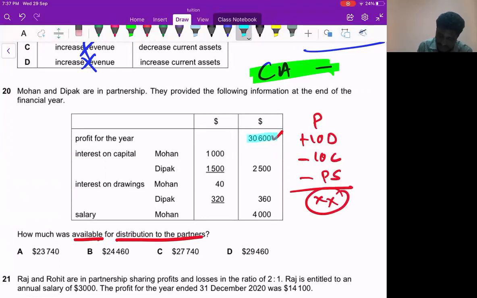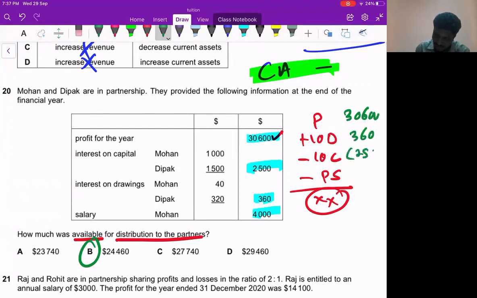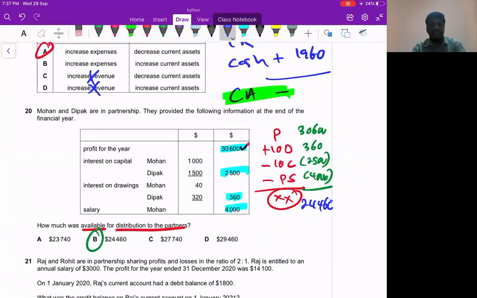So my profit is 30,600 plus IOD, which is 360, minus 2,500, minus salary 4,000. So the money available is 24,460. Answer is B. You understand now? 30,600 plus 360 minus 2,500 minus 4,000, I get 24,460. Answer is B. Okay, we are done until question number 20.